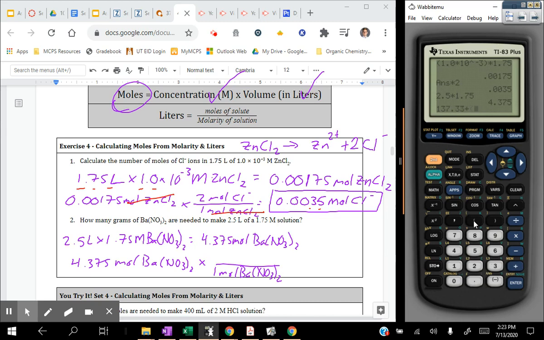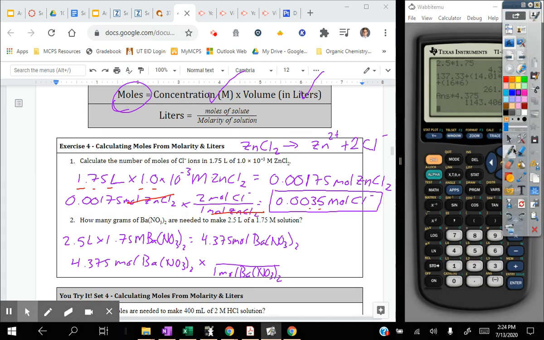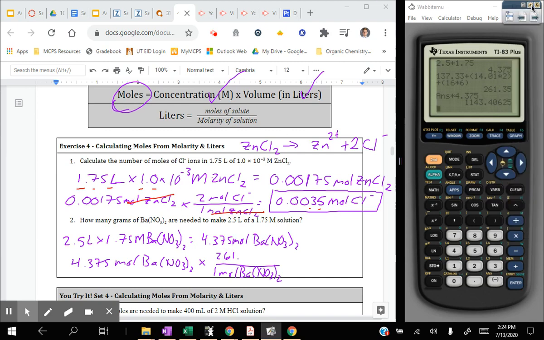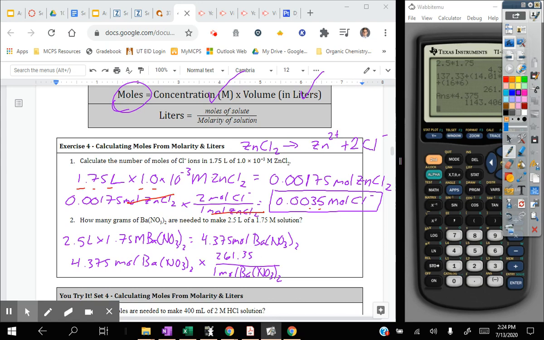137.33 plus, there are 2 nitrogens in barium nitrate, so 14.01 times 2, and there are 6 oxygens, so 16 times 6, because 3 times 2 is 6. This gets me a mass of 261.35, and I'm going to multiply that by the 4.375 to get my final answer. Okay, so 1143.406 grams of barium nitrate.